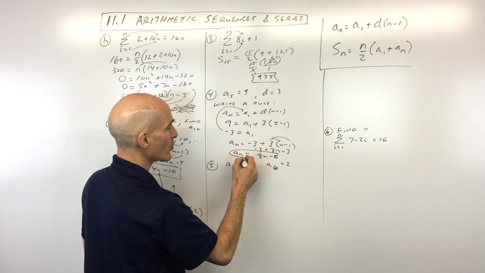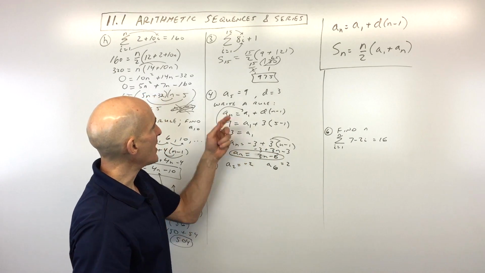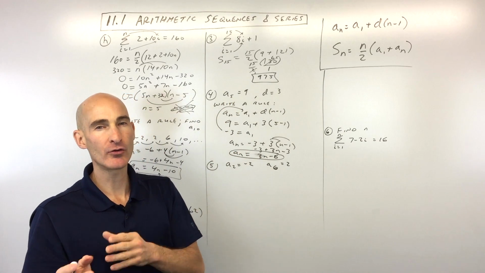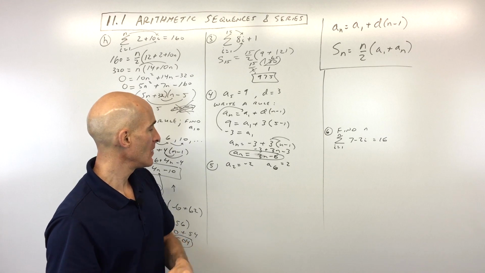Now I always like to check my work a little bit just to see if I'm on the right track. So let's just put 5 in here. That's 15 minus 6 is 9. Okay, so we can see we didn't make any little arithmetic errors or anything like that.